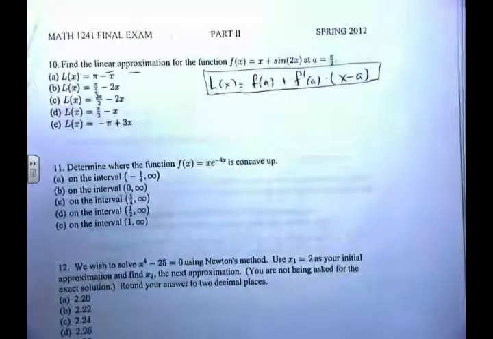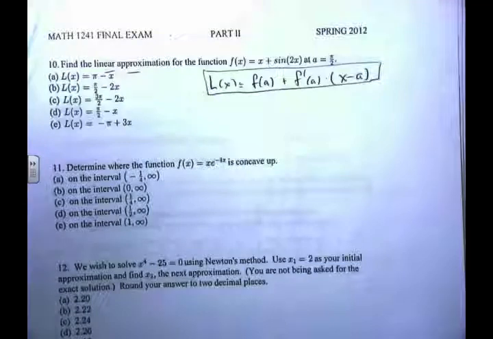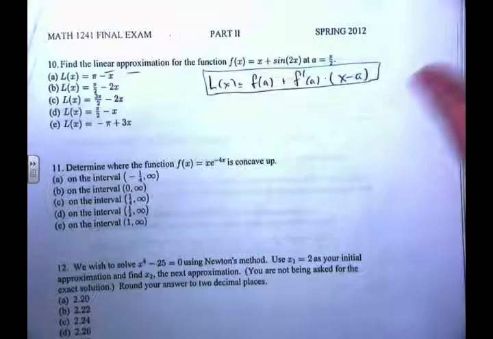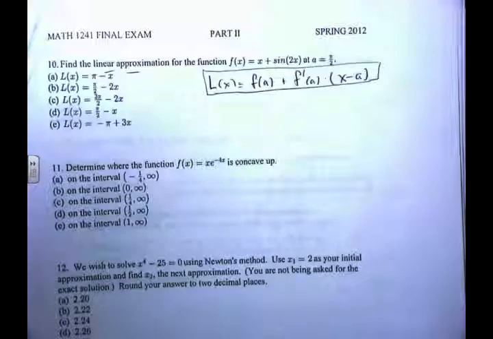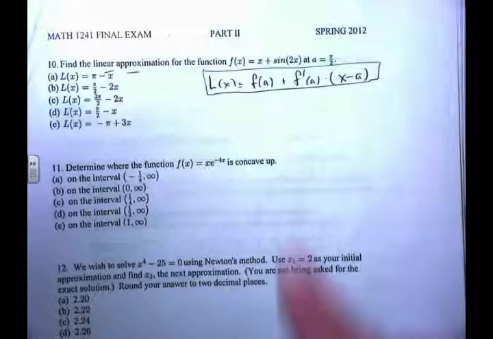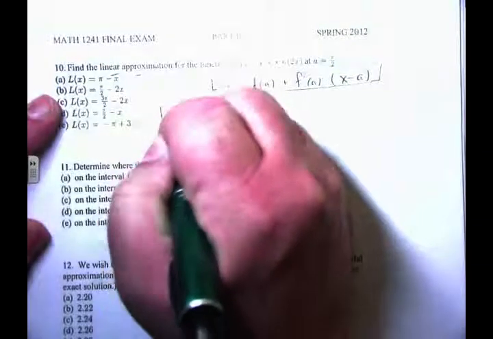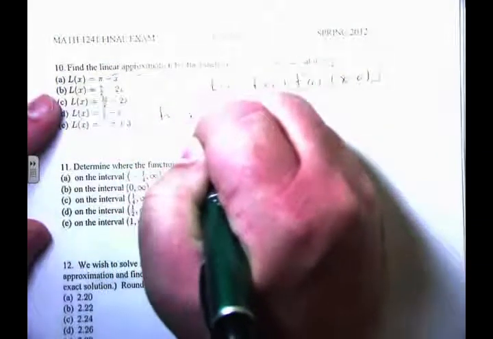But remember this. If you get lost and you get confused, remember me telling you all about it. Linearization is a fancy word for find the equation of the tangent line. It's the same form. They just made it very special and called it L of x. But if you get lost, just find the equation of the tangent line. It's going to be the same answer. Okay? But this one, I'm going to write it in this form here. So I got a function, f of x is equal to x plus the sine of 2x.